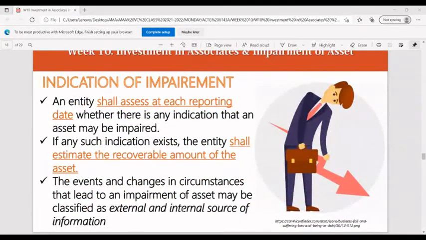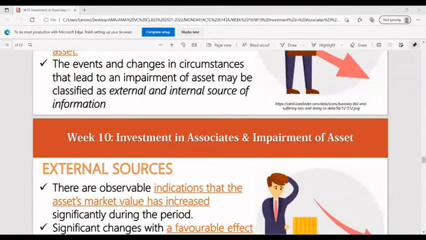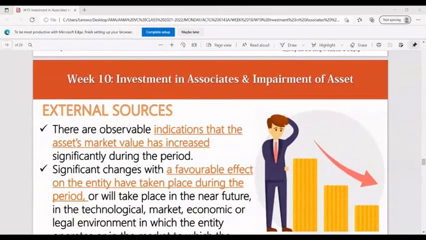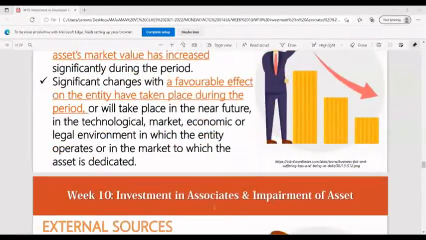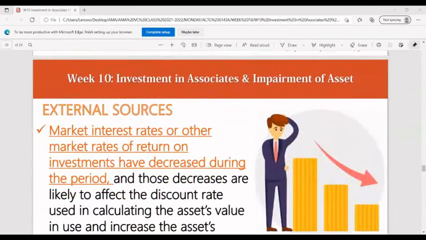Indication of impairment: an entity shall assess at each reporting date whether there is any indication that an asset may be impaired. If any such indication exists, the entity shall estimate the recoverable amount of the asset. The events and changes in circumstances that lead to an impairment of assets may be classified as external and internal sources of information. External sources: there are observable indications that the asset's market value has decreased significantly during the period. Significant changes with an adverse effect on the entity have taken place during the period, or will take place in the near future, in the technological, market, economic, or legal environment in which the entity operates or in the market to which the asset is dedicated.